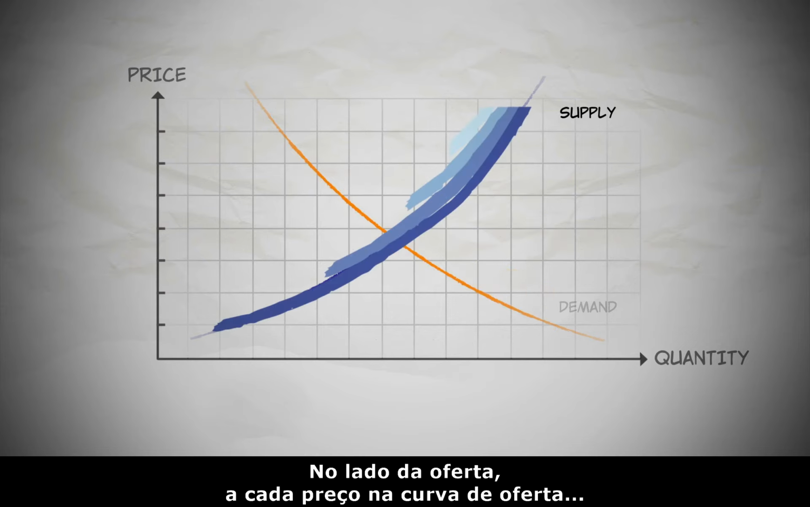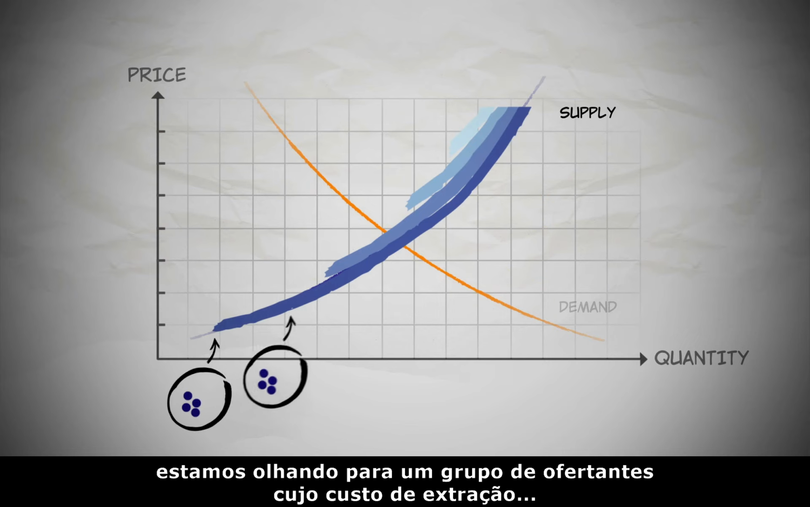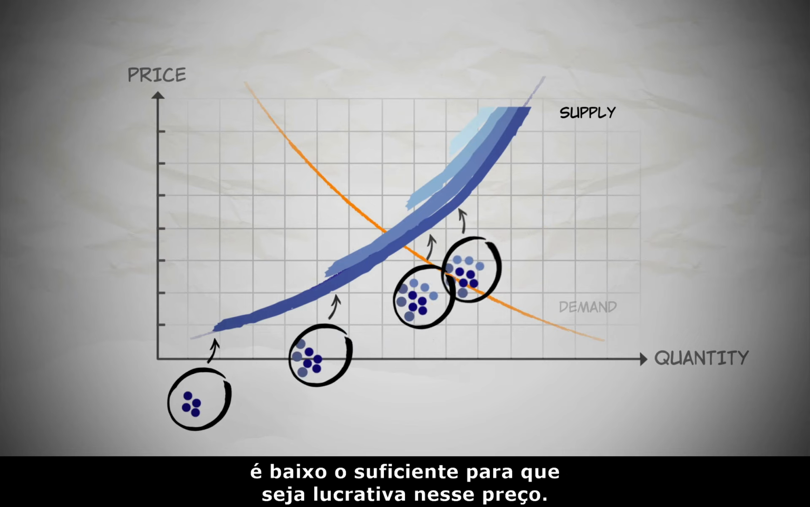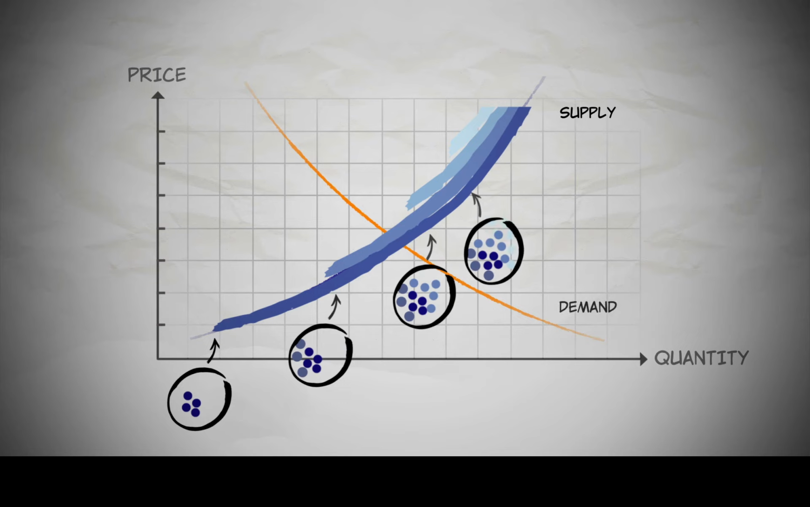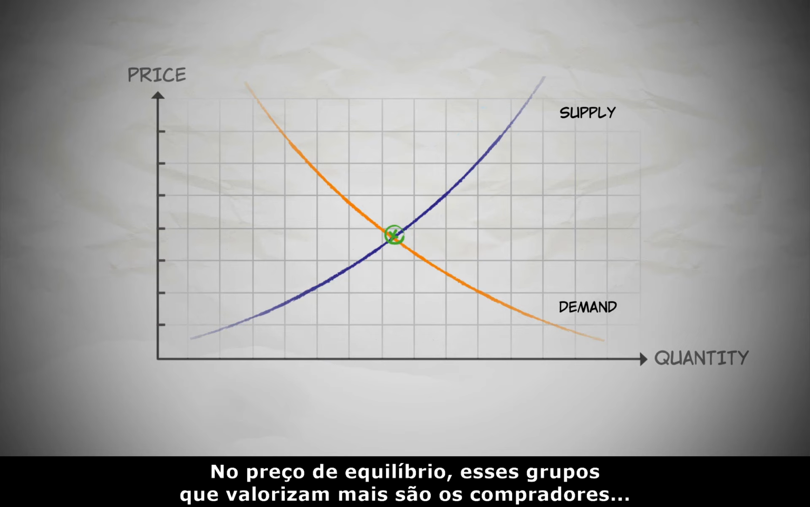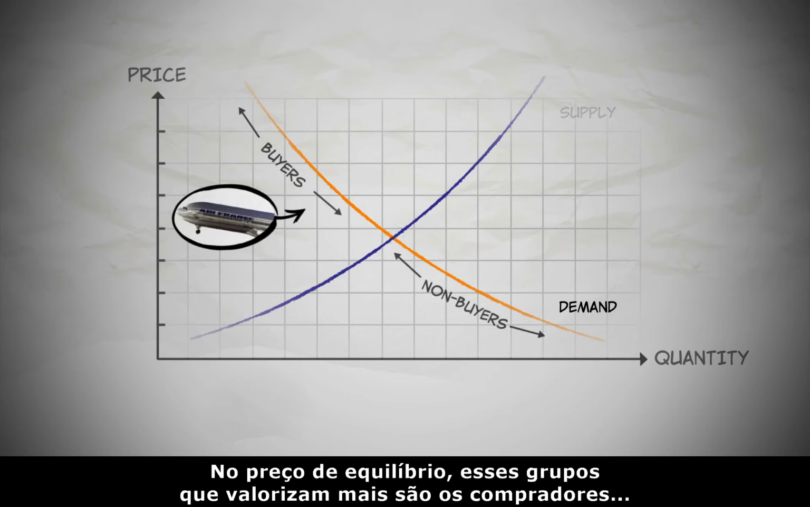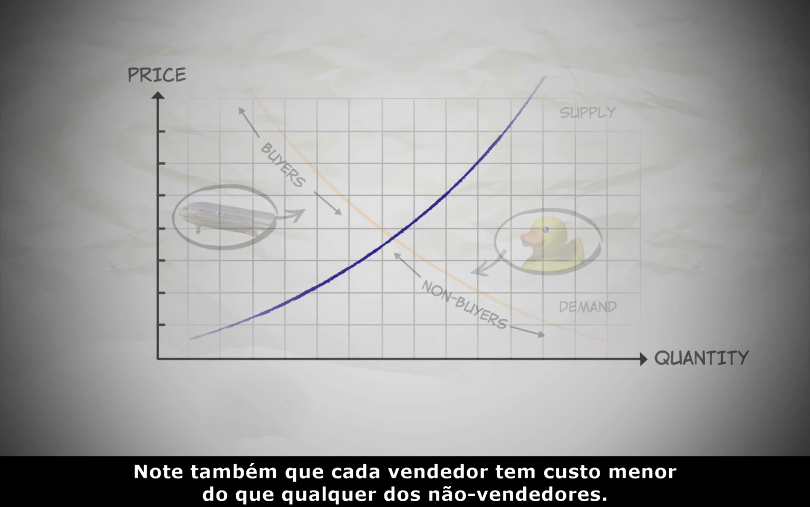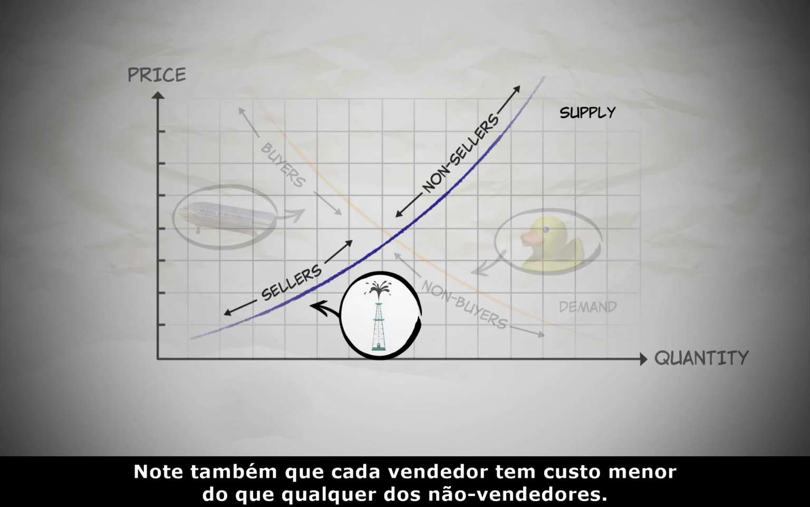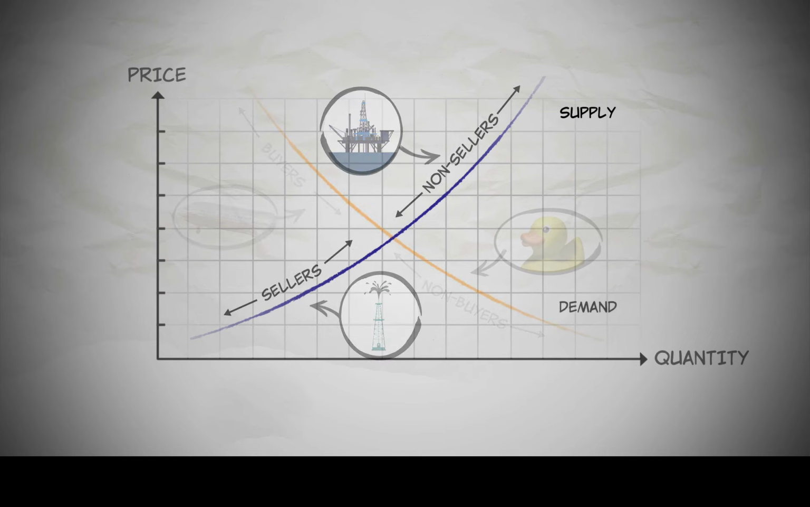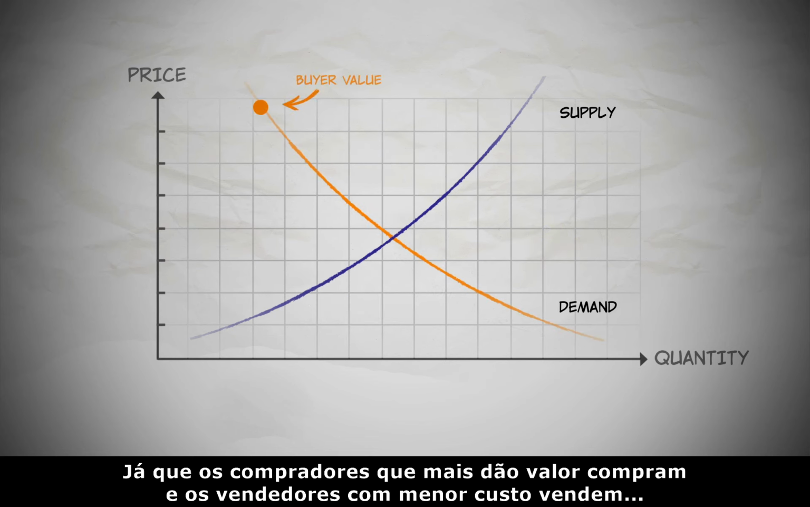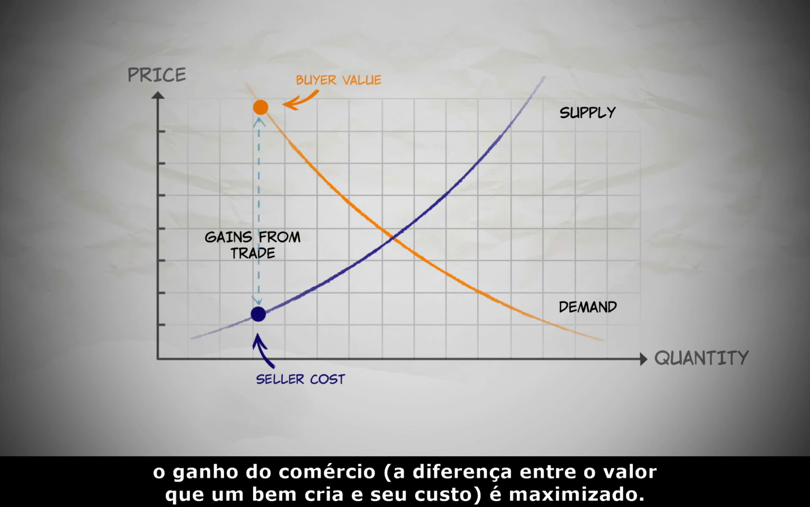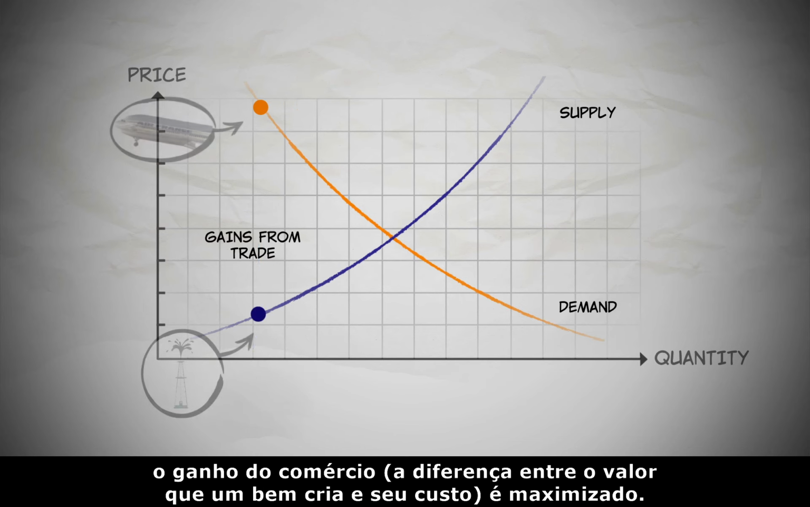On the supply side, at each price on the supply curve, we're looking at a group of suppliers whose cost of extraction is low enough to be profitable at that price. At the equilibrium price, these higher value groups are the buyers and these lower value groups are the non-buyers. Also notice that every seller has lower costs than any of the non-sellers. Since the buyers with the highest values buy and the sellers with the lowest costs sell, the gain from trade, the difference between the value a good creates and its cost, is maximized.